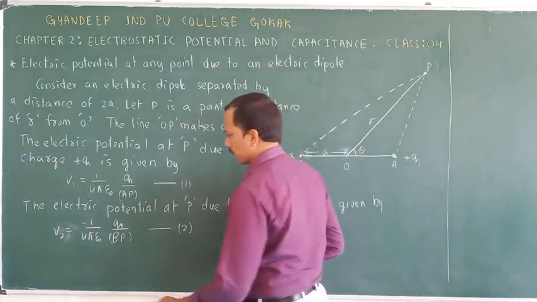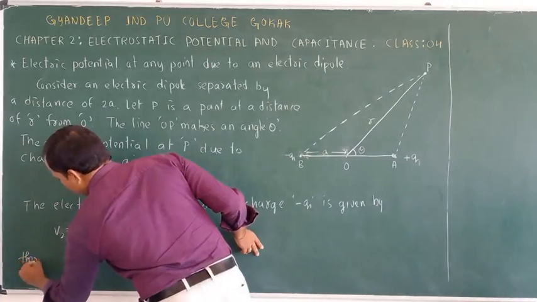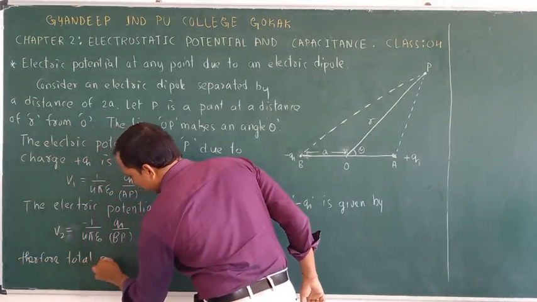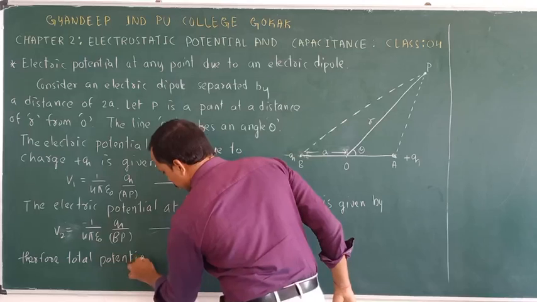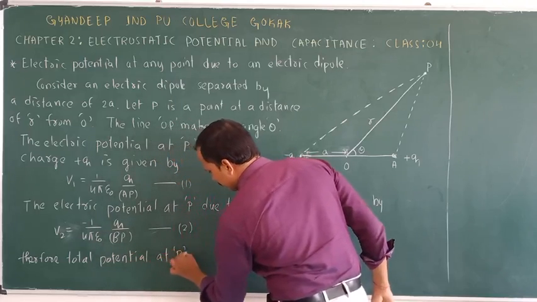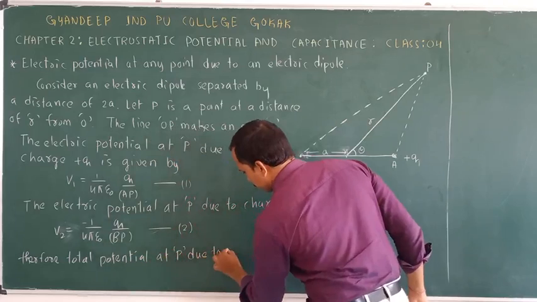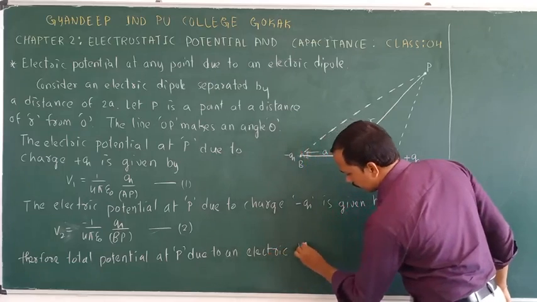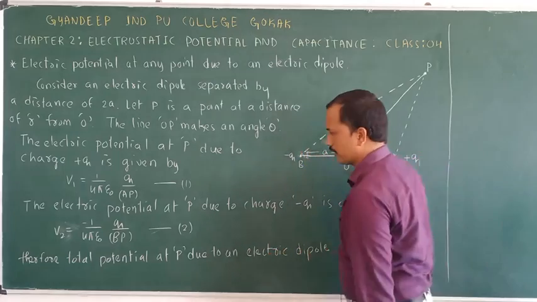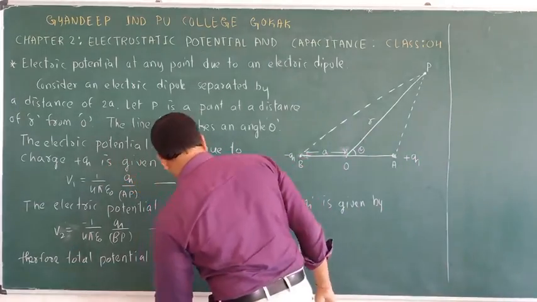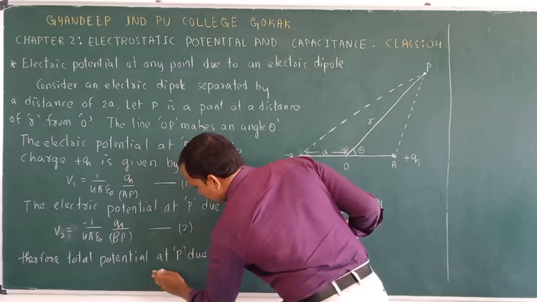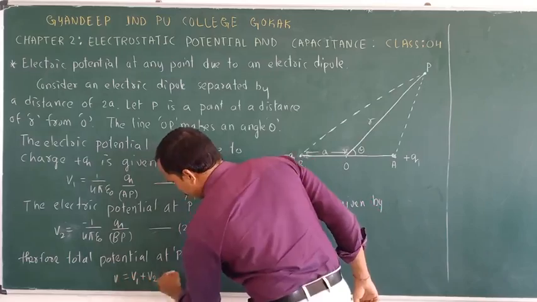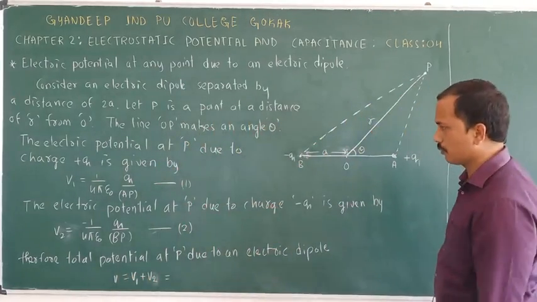Therefore, the total potential at P due to an electric dipole. So that is V is equal to V1 plus V2. So this is equal to, substituting the values of V1 and V2.